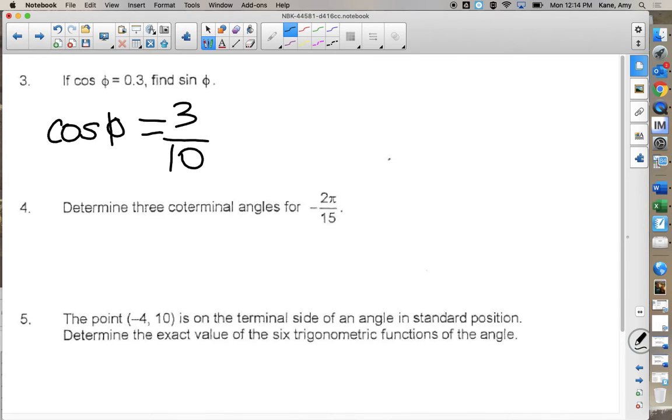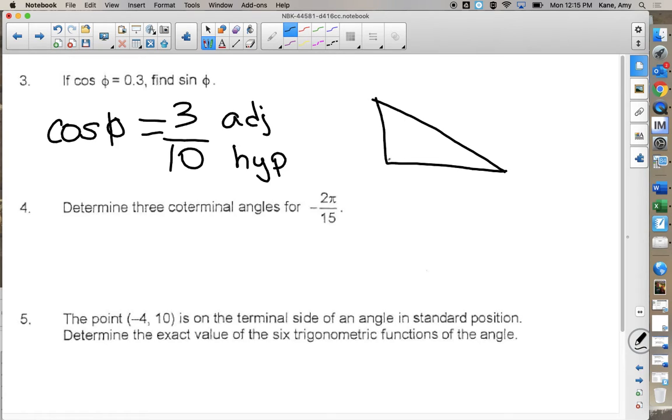Any decimal can be written as a fraction. Actually, I shouldn't say any. Most decimals can be written as fractions unless it's an irrational value. But 0.3 is 3 over 10. So now we have the cosine of some angle is 3 over 10. Julia said it's the adjacent and the hypotenuse. When in doubt, make yourself a triangle. If you don't know how to solve the problem, either draw a circle or make yourself a triangle. Because it's going to be related to one of those two things, either the unit circle or a triangle.